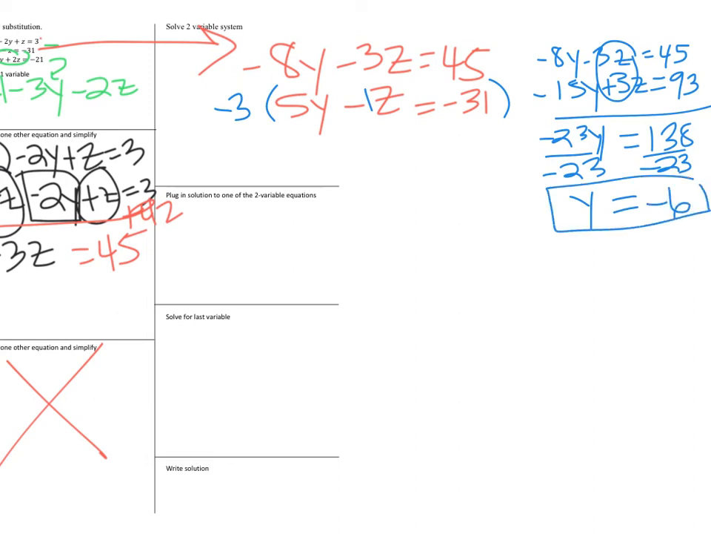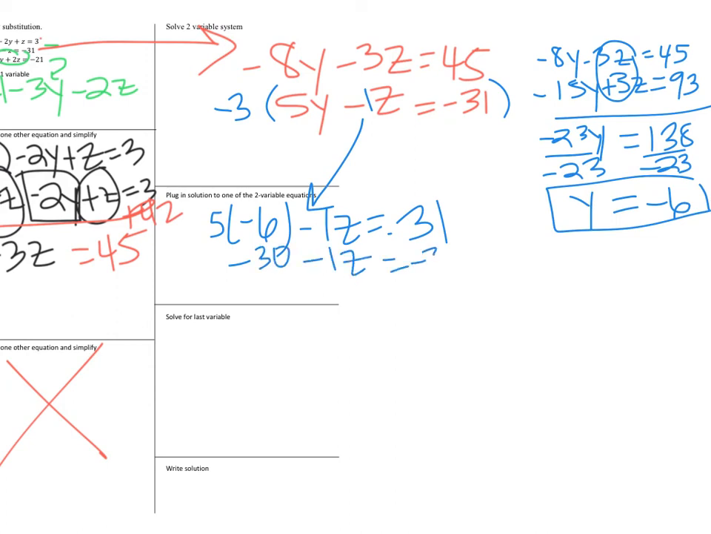All right, I'm a third of the way there. Still got to find x and z. Okay, so let's plug this y in. We can plug it into either of the equations. I'll just bring this one down. So 5 times negative 6 minus 1z equals negative 31. This is negative 30. Minus 1z equals negative 31. Add the 30 over, and I'll have negative 1z equals negative 1. So when I divide out by negative 1, I get z equals positive 1.